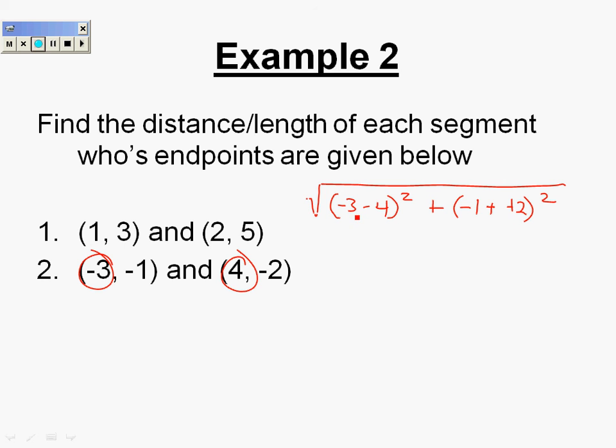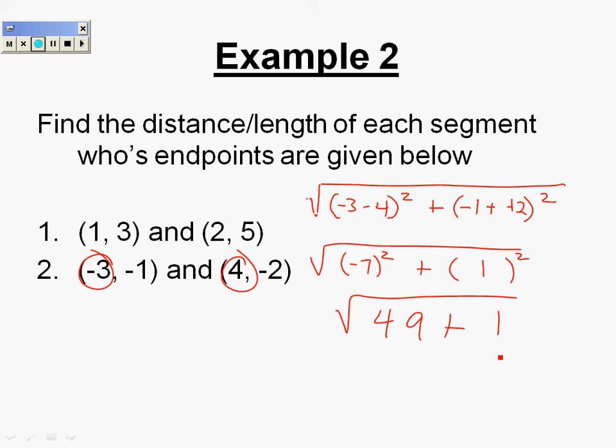Negative 3 take away 4 is what, guys? It's negative 7. If they're the same sign, you add it and keep the sign. That's kind of a rule I go by. And then here, notice they're opposites. You got a negative 1 and a positive 2. So they're opposite, so we subtract them and you take the sign of the bigger number. All right. So now we do our exponents and we get 49. 1 squared is 1. Add them together, get 50.